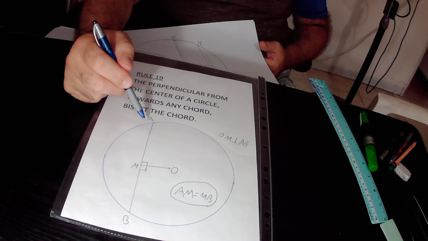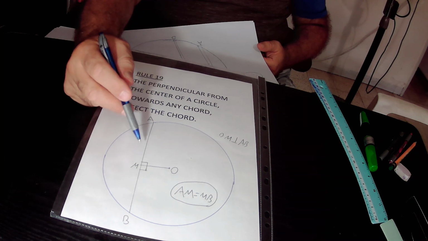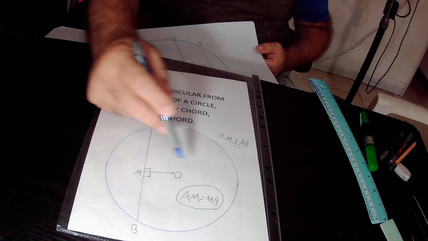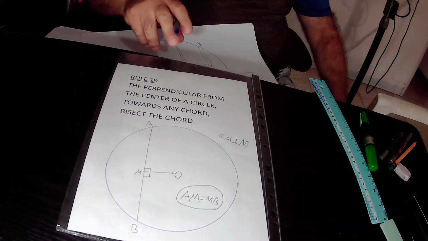That is to say, it divides chord AB into 2 halves. The first half is AM and the second half is MB. And of course, AM equals MB. So we can actually implement rule 19 in our drawing.